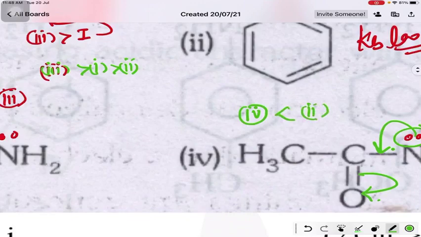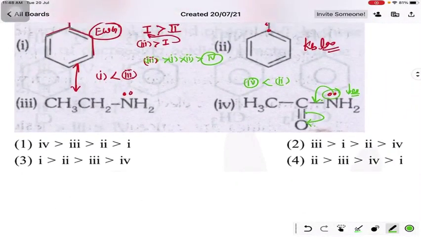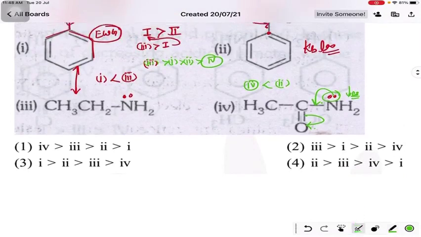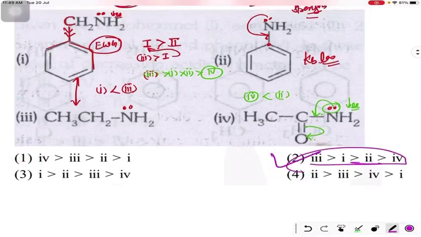So we can arrange further: 2 is greater than 4. In decreasing order, the fourth compound should be at the end, because 1 cannot be the answer. 1 cannot be at the end, so this and this are eliminated. We are left with 2 options, with 3 at the very beginning. So 3, 1, 2, 4.